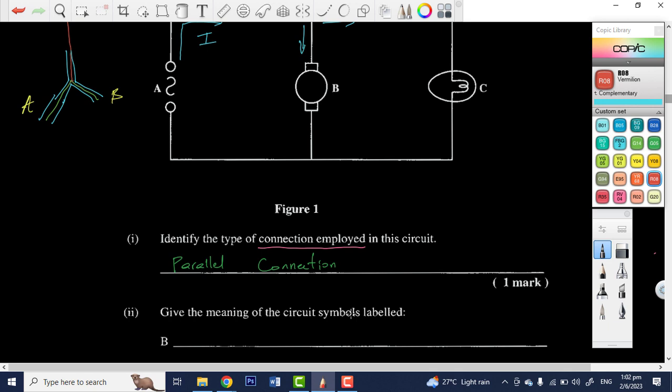Alright, so next one now says that we're to give the meaning of the circuit symbols labeled. So B. What is B? A resistor, sir. A resistor.